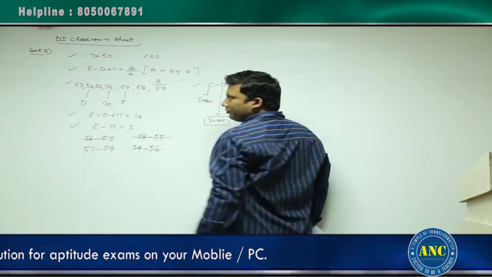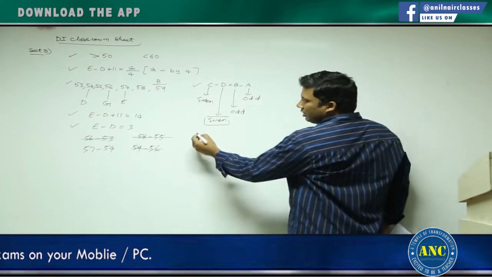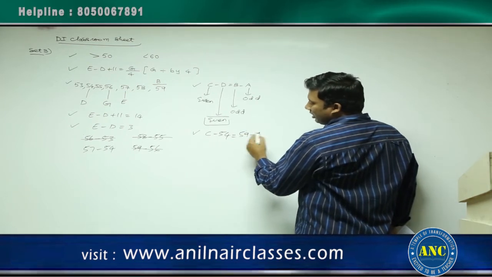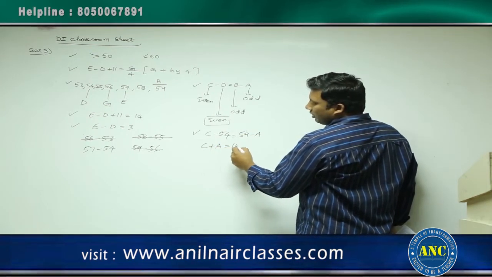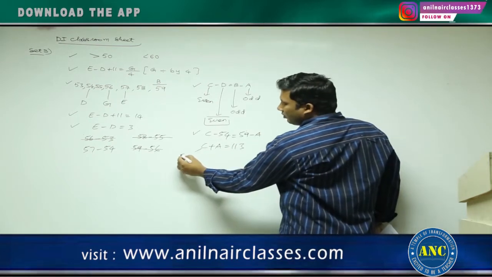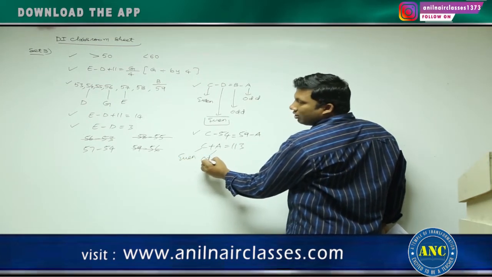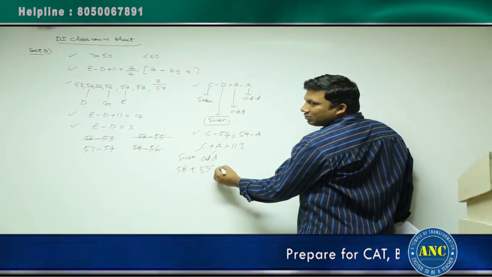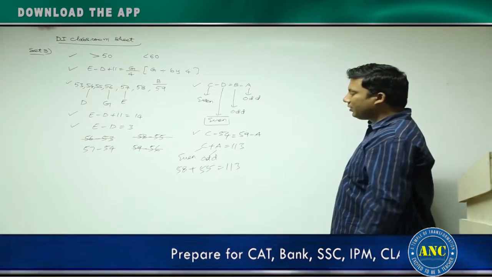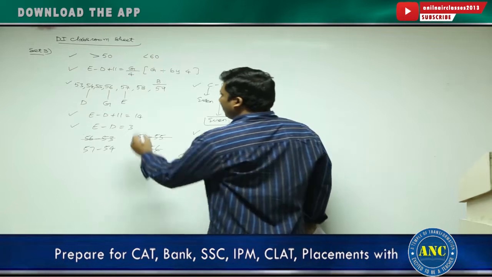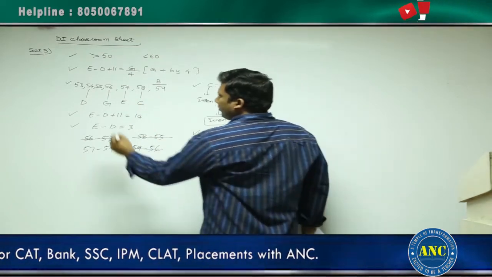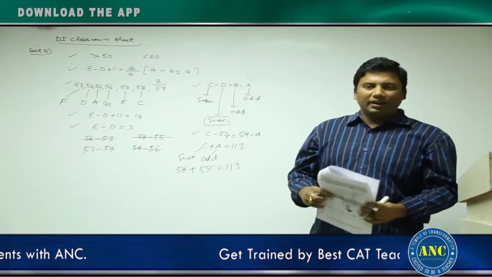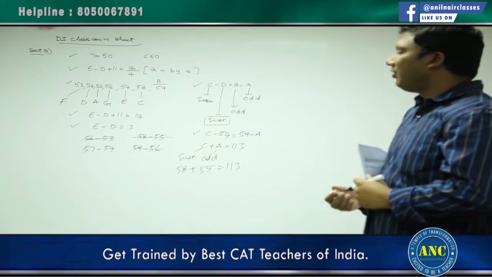D is 54. So if I substitute here, C minus 54 is equivalent to 59 minus A, so C plus A is 113. What is the C value? Even. What is the A value? Odd. So C even and A odd gives 58 plus 55, which is 113. C is 58 and A is 55. The remaining number goes to F. A very, very simple example of an alphanumeric.